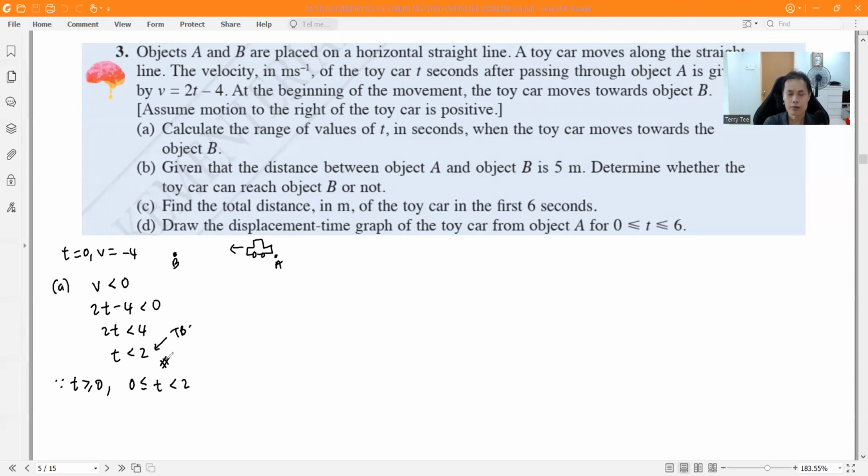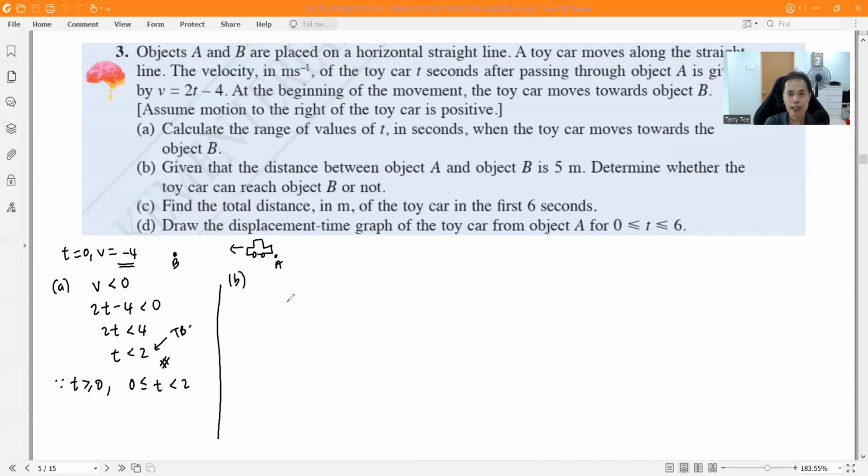Now, one thing to test the validity of this answer: when you start the clock, what is the velocity? The velocity is negative 4. Yes, it is negative and it's moving to the left, right? So for the first 2 seconds, right up to the second second, not including the second second, the toy car is moving to the left. Okay, let's move on to part B.